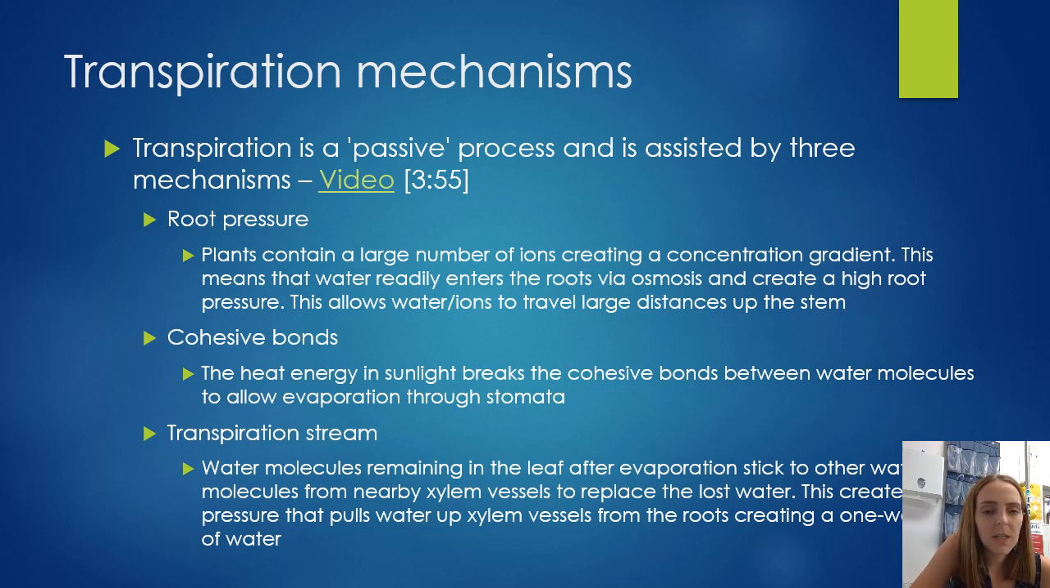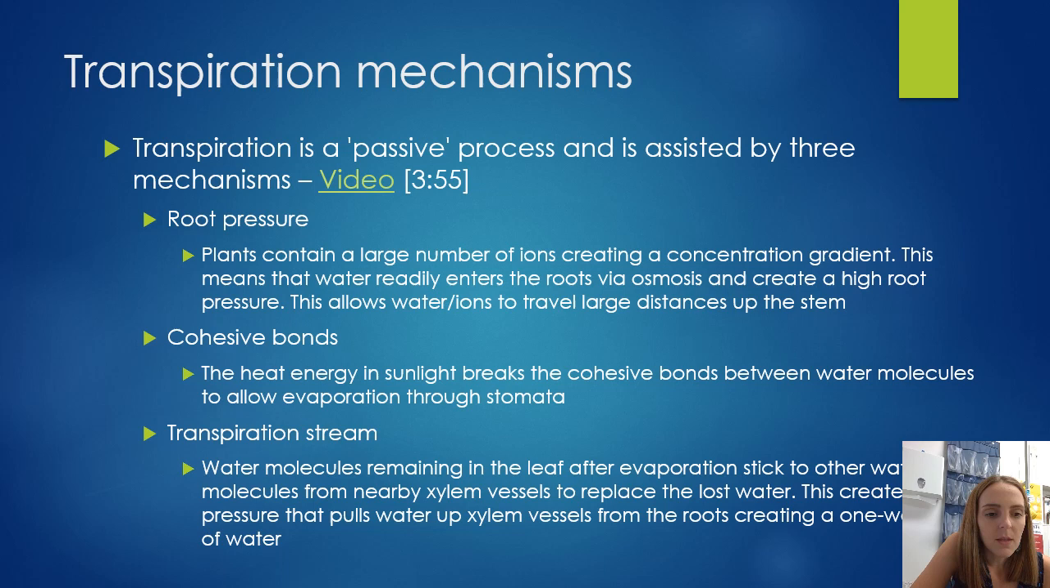Now, the first mechanism is the root pressure. Plants contain a large number of ions, and that creates a concentration gradient, like what we talked about in topic 1. So this means that water readily enters the roots via osmosis because there's generally a higher number of ions inside the plant cells than outside. And so that means that water will enter the roots because it wants to flow to an area of high concentration, and we create a high root pressure. This allows the water and ions to travel large distances up the stem because of that initial pressure at the roots.